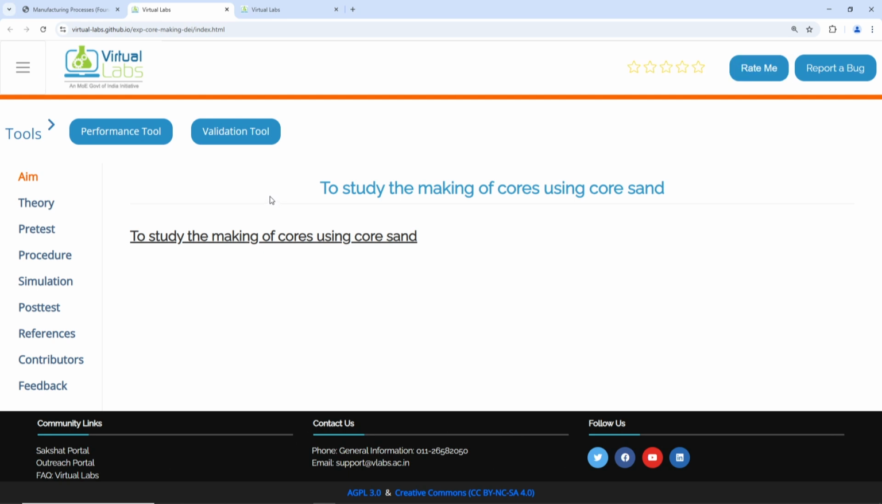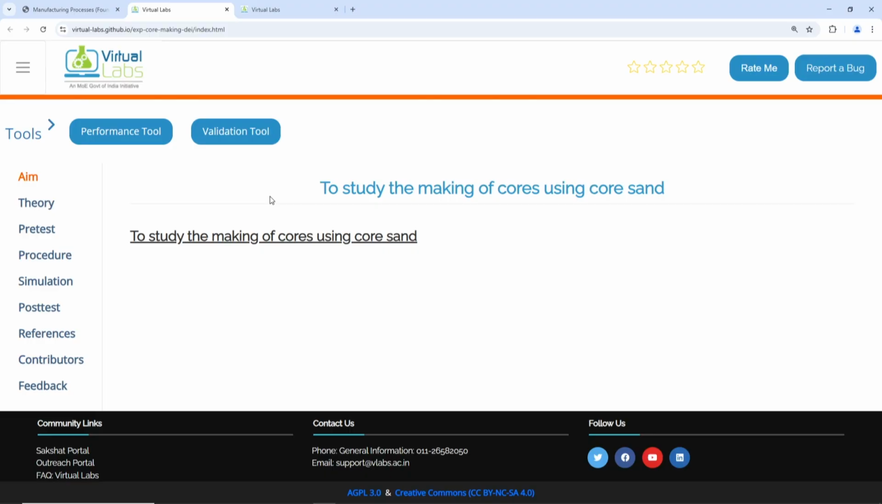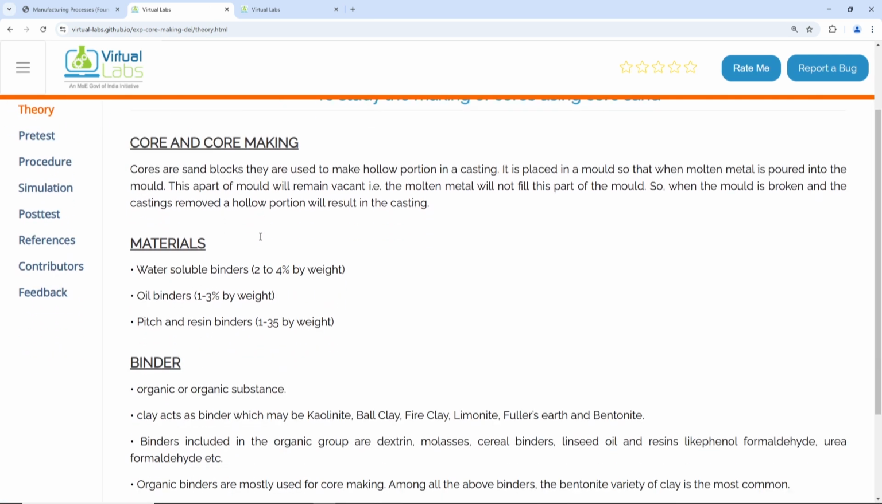Core making requires higher strength, for which the kingpin is the use of carbon dioxide gas, so that the curing of the core happens and it does not disperse. Just suppose some vibration or small mishandling happens, the core should stay solid. So core making is also an important process. The aim is to study the making of cores using core sand. In the theory part, it has given the core and core making.